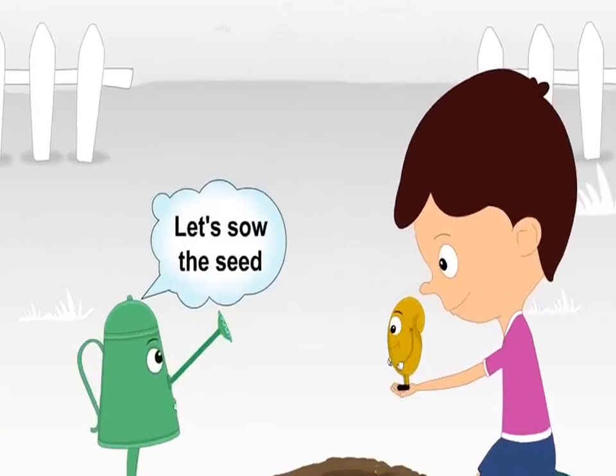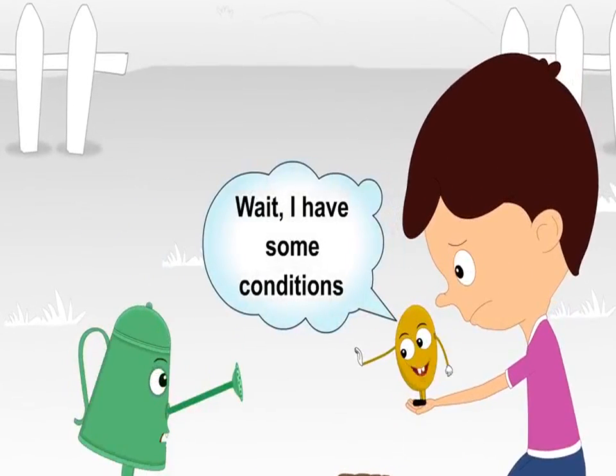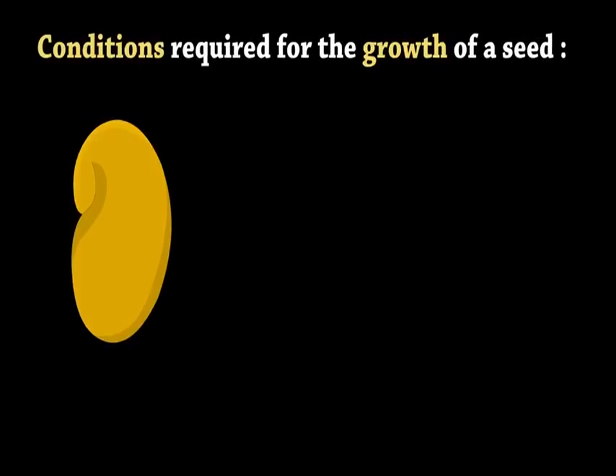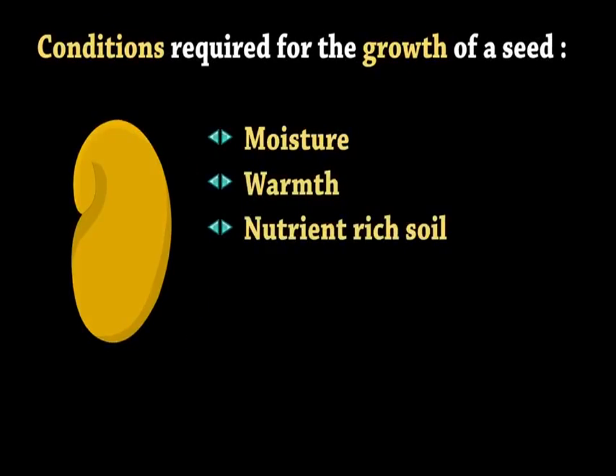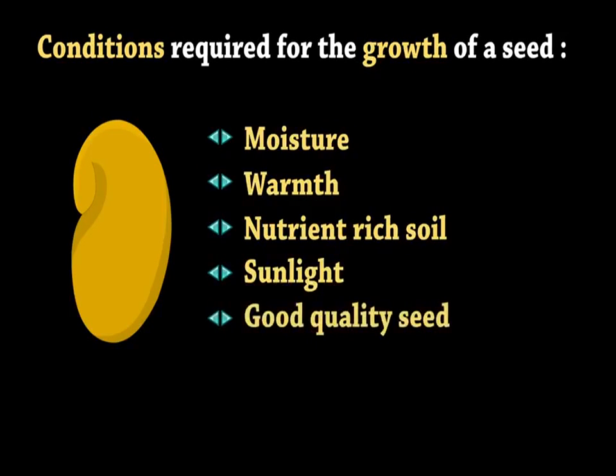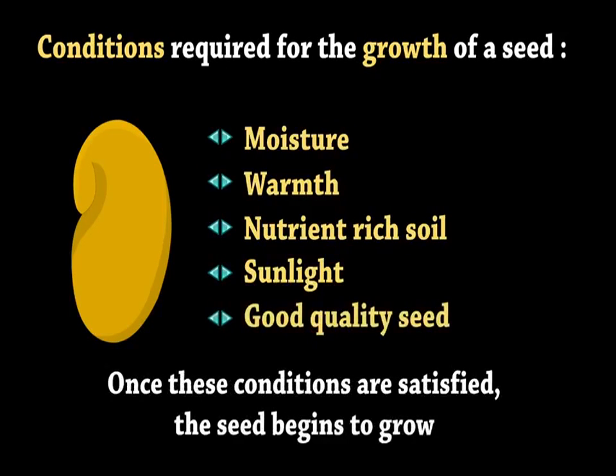Let's sow the seed. Wait, I have some conditions. Conditions required for the growth of a seed are moisture, warmth, nutrient-rich soil, sunlight, good quality seed. Once these conditions are satisfied, the seed begins to grow.